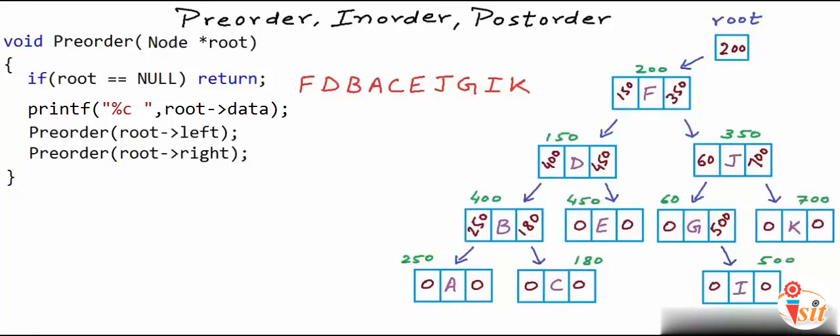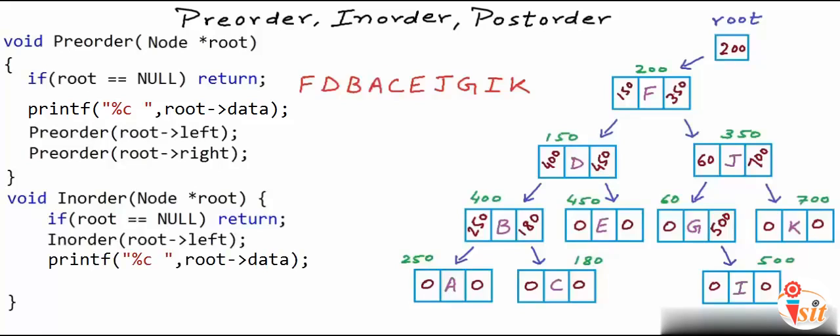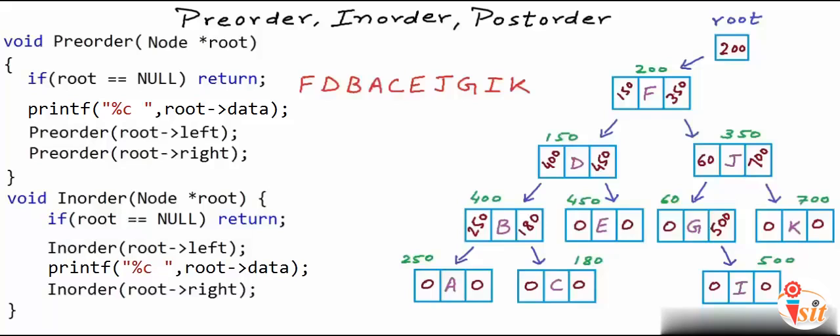Code for inorder and postorder will be very similar. In inorder traversal, my base case will be the same. So I'll say if root is null, then return or exit. If root is not null, I first need to visit the left subtree. I'm visiting the left subtree with this recursive call. Then I need to visit the root. So now I'm writing this printf statement to print the data. And now I can visit the right subtree. So this second recursive call. And this is my inorder function.